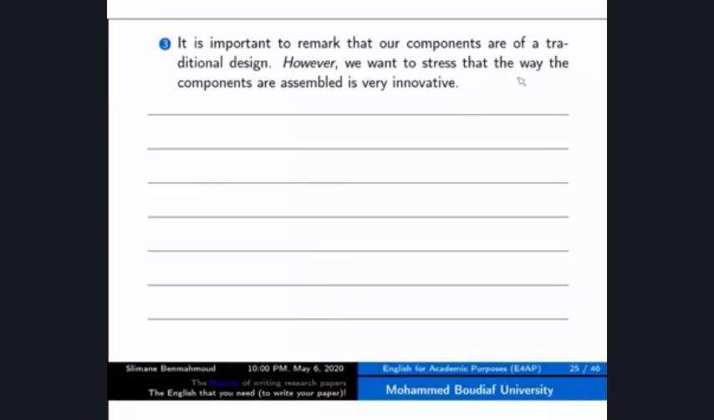Another example: it is important to remark that our components are of a traditional design. However, we want to stress that the way the components are assembled is very innovative. I'm going to give you time to think of this.